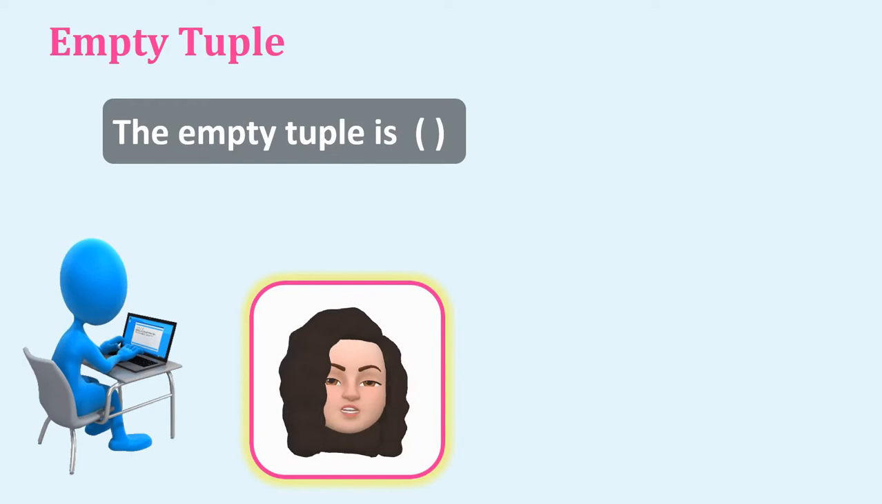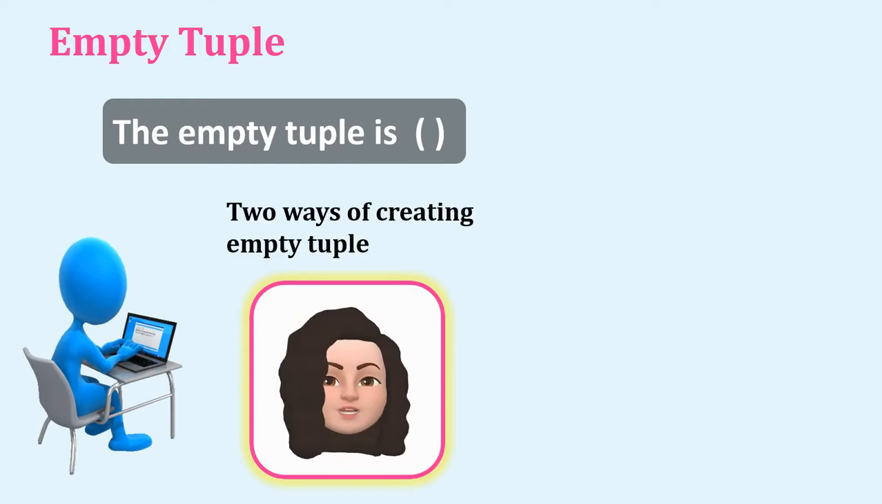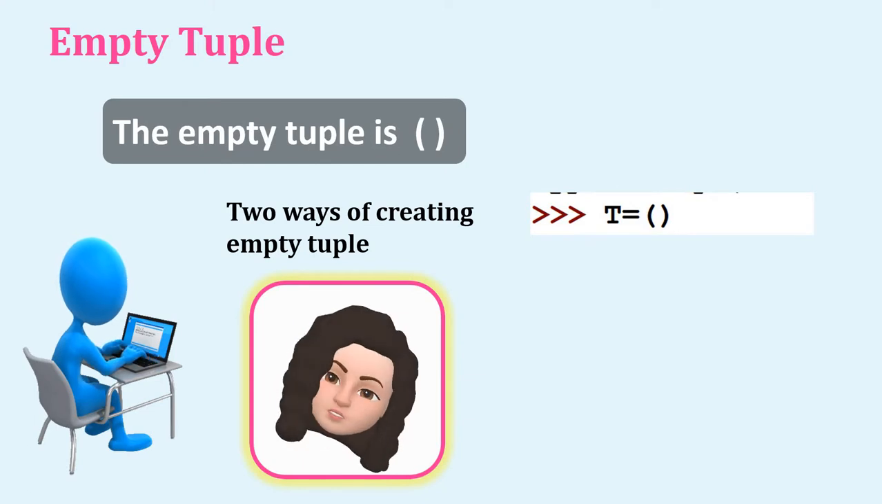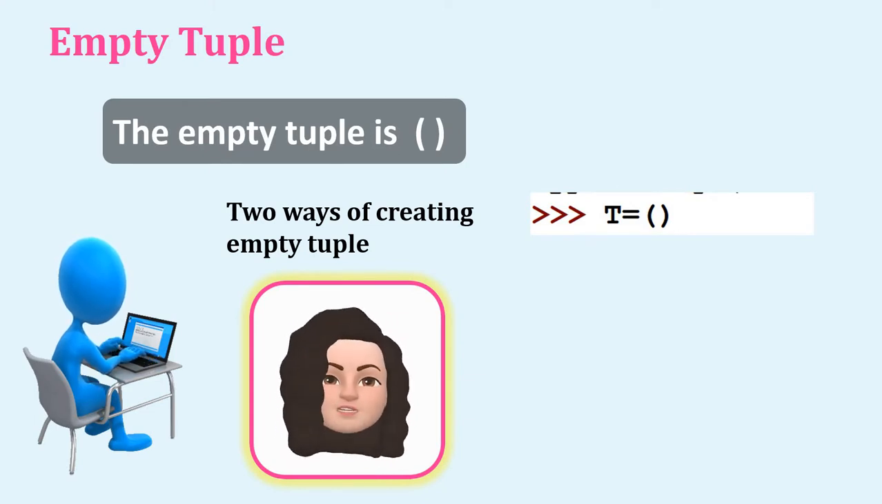The empty tuple is nothing but empty parentheses. No element should be there within the parentheses. That is an empty tuple. Now, there are two ways of creating an empty tuple. First one is very simple. Assign a tuple variable equal to empty parentheses. Example, t is equal to open parenthesis, close parenthesis. There are no elements inside this.